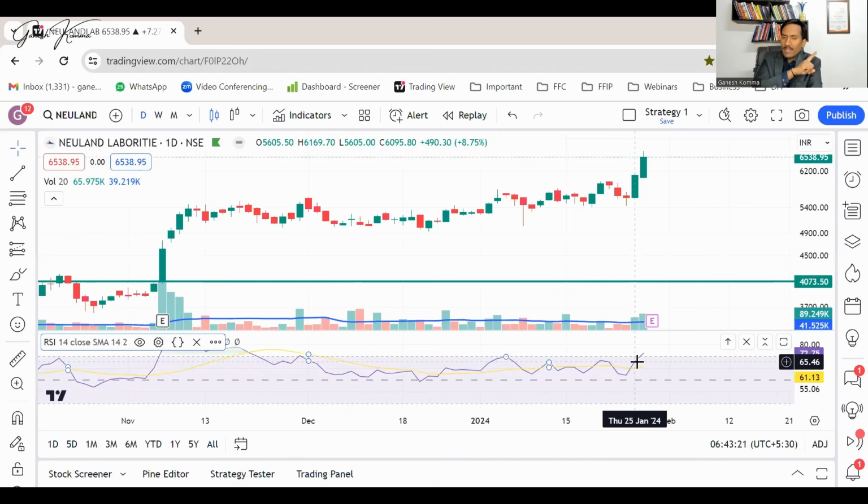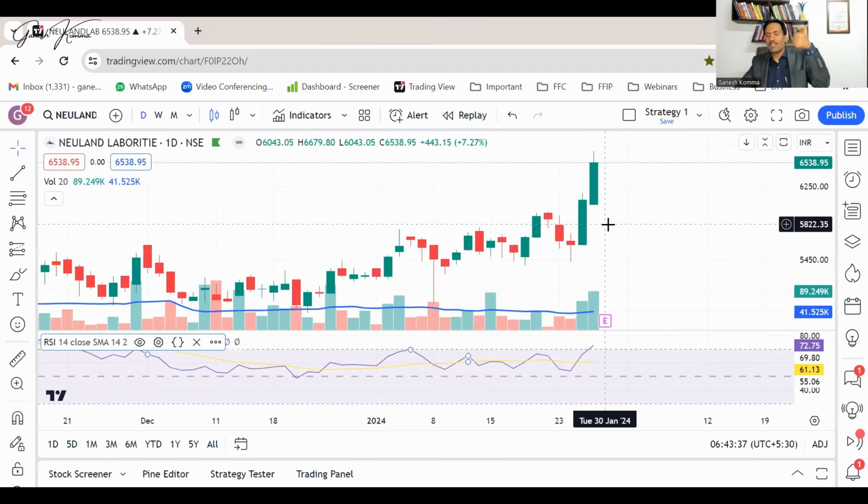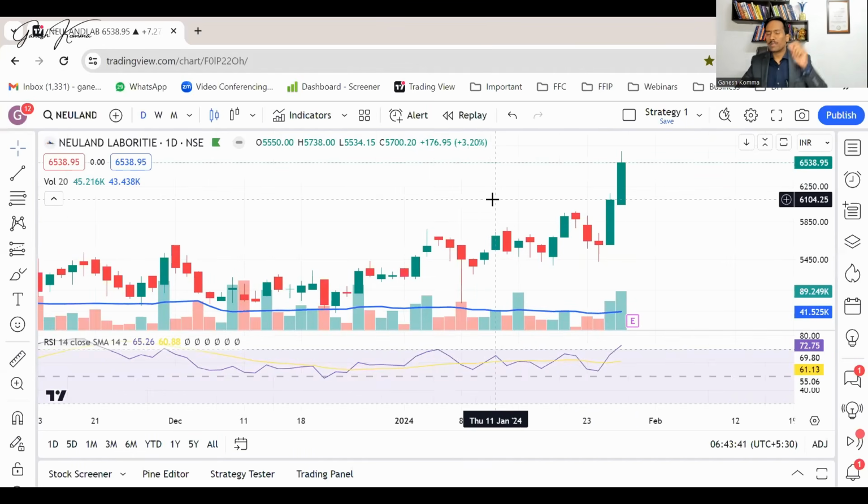RS compares the strength of the stock with respect to the overall benchmark, and we would love to be in companies which are exhibiting strength over the benchmark. And RSI, individual strength, we are able to observe. So if you look at Newland Laboratories, the first factor, the quarterly results of the company, has been decent, right? So let us also do that.